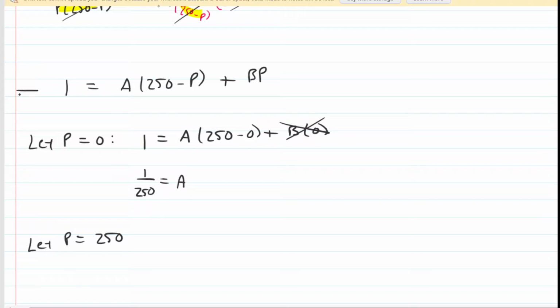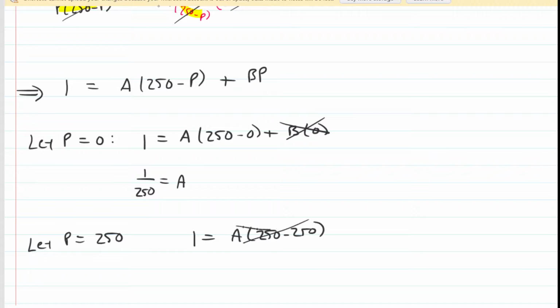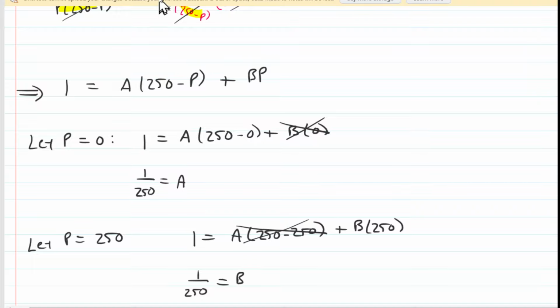So everywhere in this equation you see a p, you're going to be plugging in a 250. And what's nice about that is you'll have 250 minus 250 here. That's going to eliminate that term. And then over here you have b times, again, 250. Divide both sides of the equation by 250, and you can see that the value of b is also 250.